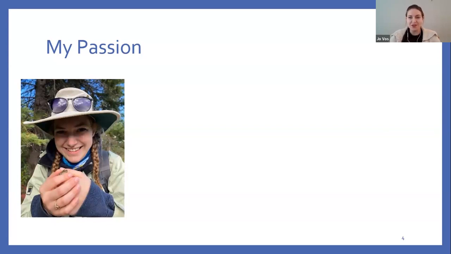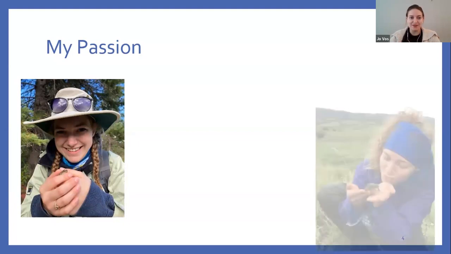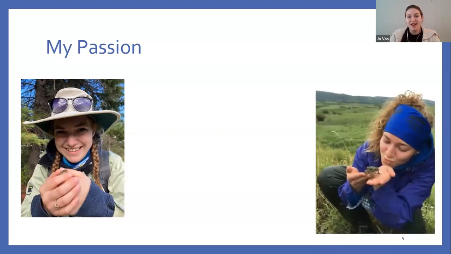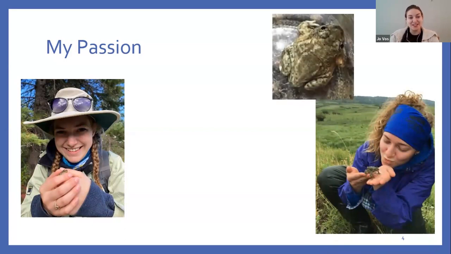And so once I got into my undergrad and the different field opportunities that we had, I had the chance to encounter a lot more amphibians, and I have seen almost every amphibian in Alberta except for the long-toed salamander so far. And just a couple of examples here. So this left one that came up first, this is a spotted frog kind of in the Crowsnest Pass. On the right bottom is a northern leopard frog from the Cypress Hills area.